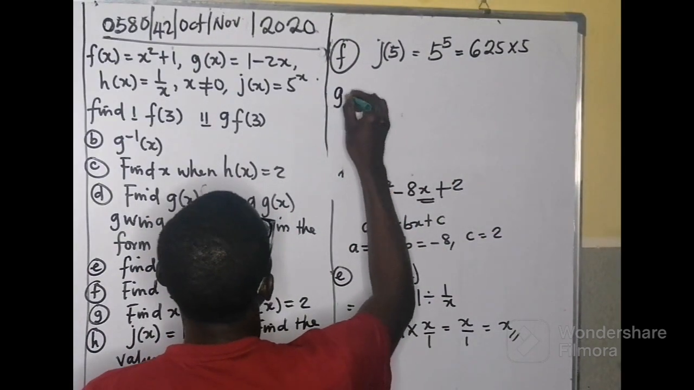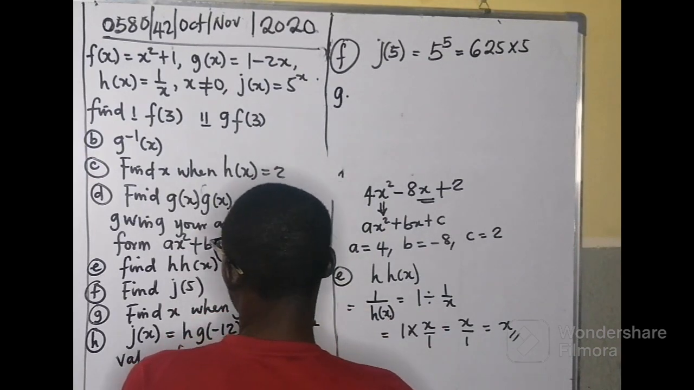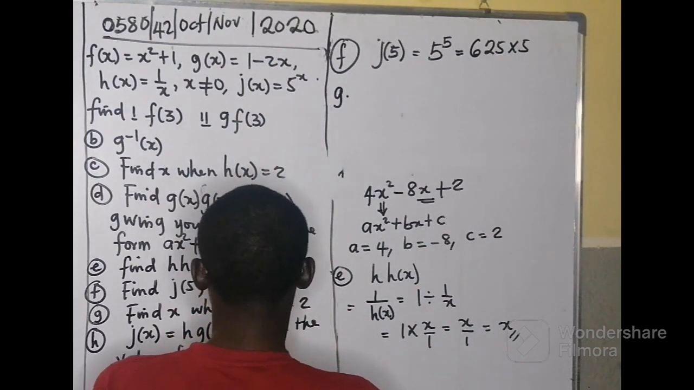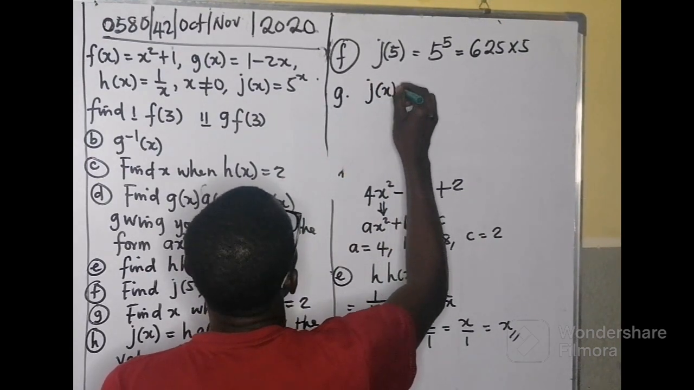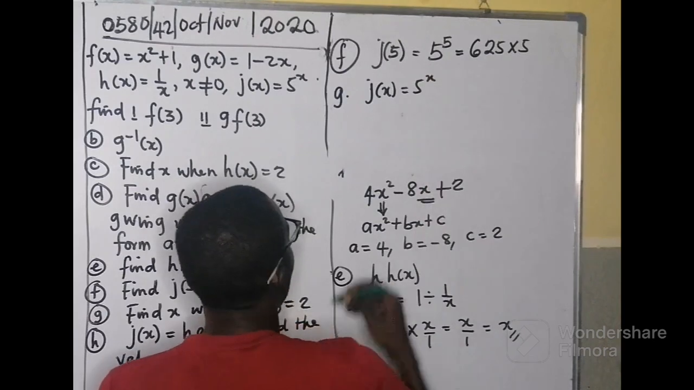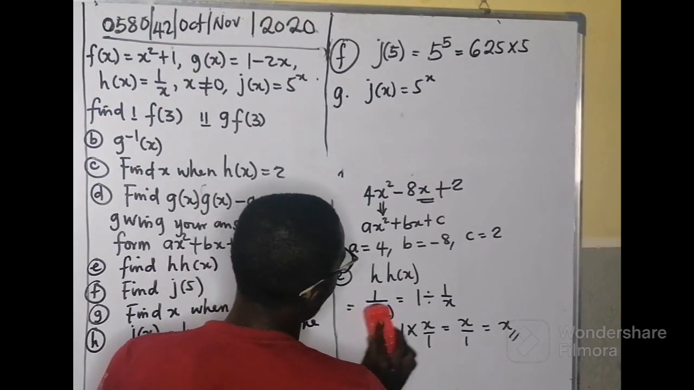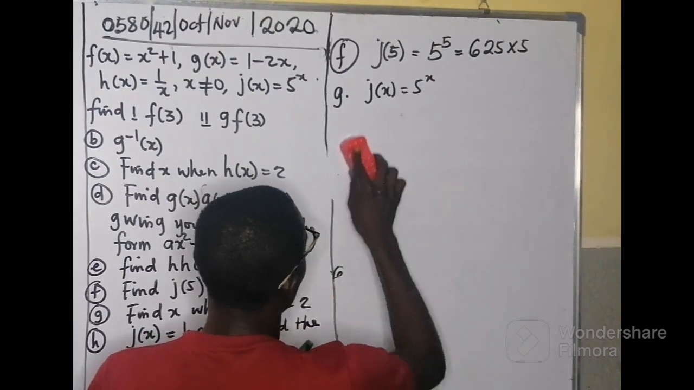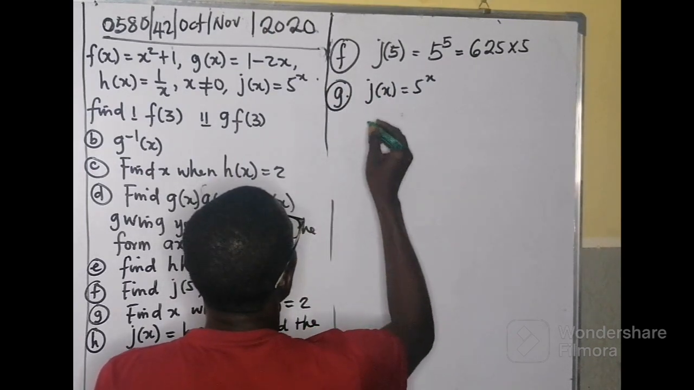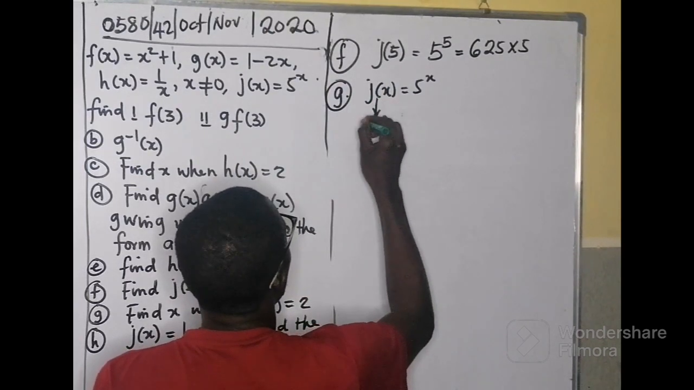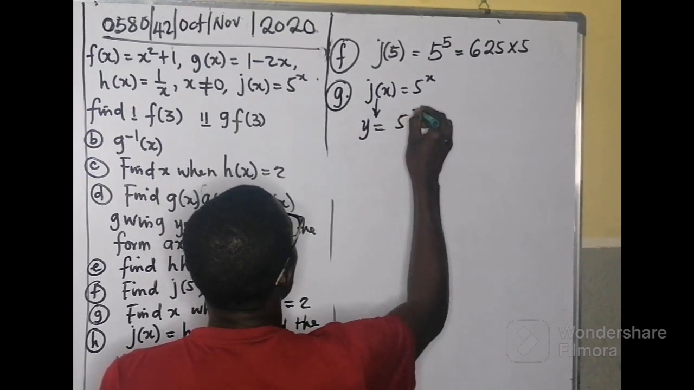Then let's go to G. G is J inverse of x is 2. So if J of x will give you 5 raised to the power of x, the next thing we want to do is to make x the subject of the formula, just like we did in the last example. You make this to be y, we give you 5 raised to the power of x.